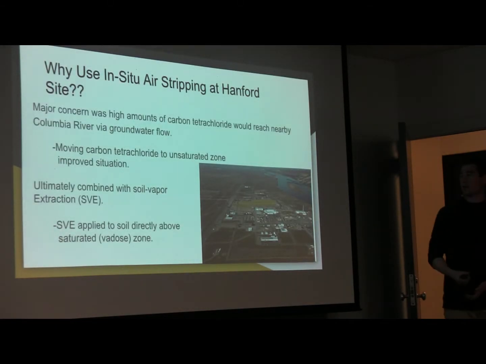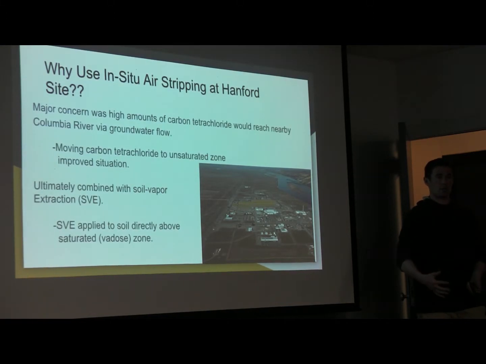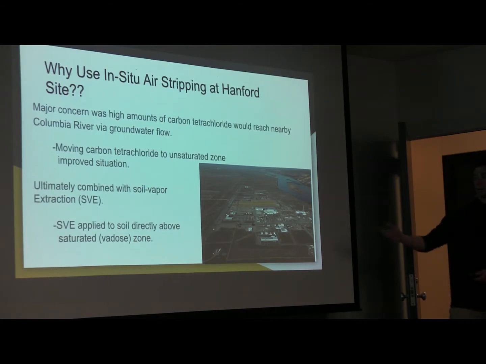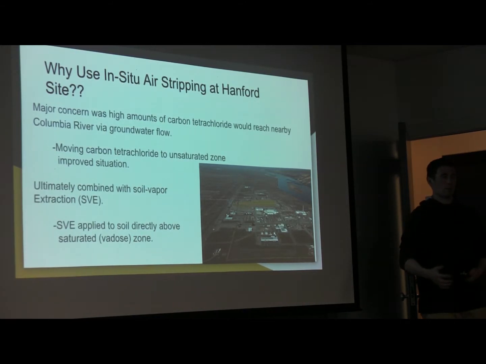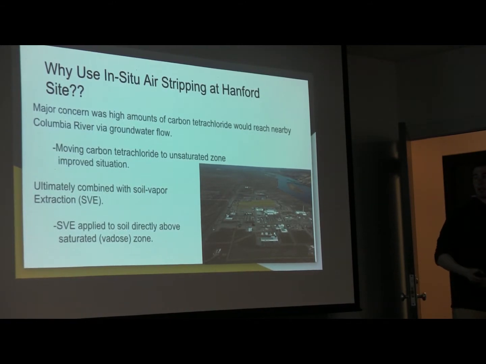So as I alluded to earlier, why use air stripping at the Hanford Site? You want to make sure the TCE doesn't reach the groundwater, because if it does, it's going to flow down gradient into rivers, going back to the principles of flow nets we talked about in Geosci 432 and EME 303. They wanted to remove the TCE from the saturated zone to the unsaturated zone. That's where air stripping came in. They did it mainly using air sparging, and then they were able to further remove the TCE from the unsaturated soil via SVE.